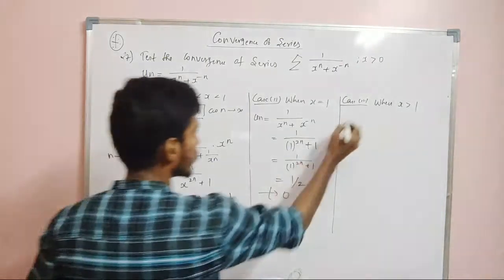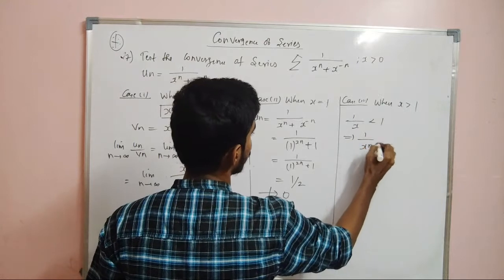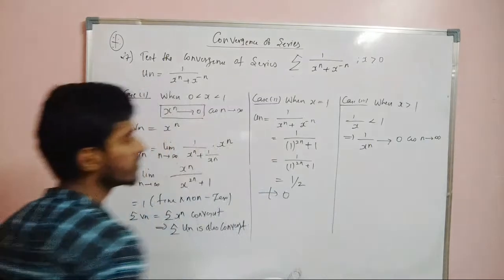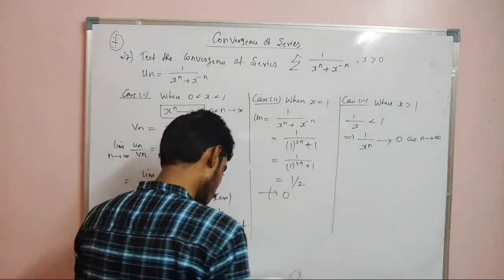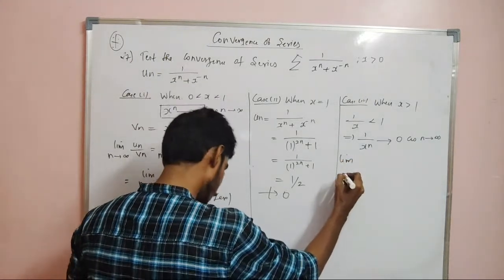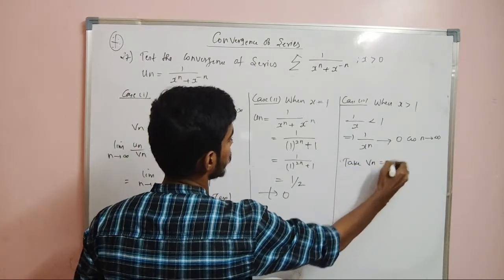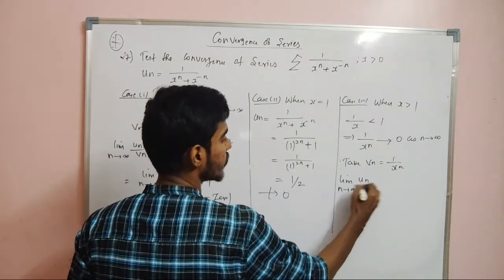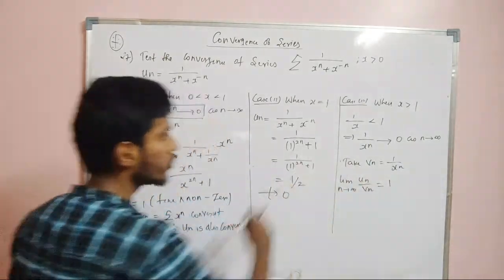When x is greater than 1, again 1 by x is less than 1. So this implies 1 by x power n tends to 0 as n tends to infinity. Now again, same as the previous problem, let's take bn to be equal to 1 by x power n. Now you find the limit, and you will get this term to be equal to 1, which is finite and non-zero. So both un and bn behave alike.